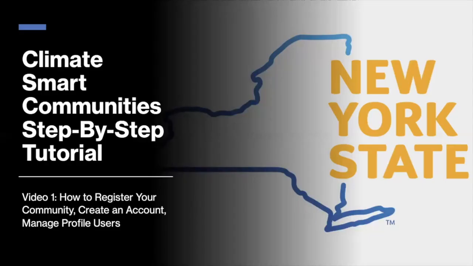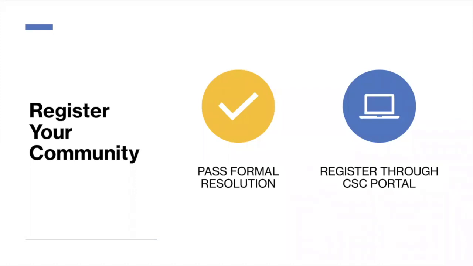In this video, we will go over how to register your community, create an account, and add or manage municipality profile users. There are 2 steps to officially register as a member of the Climate Smart Communities program. The first step is to pass a formal resolution containing all 10 elements of the Climate Smart Communities Pledge. The second step is to register your community through the Climate Smart Communities portal.